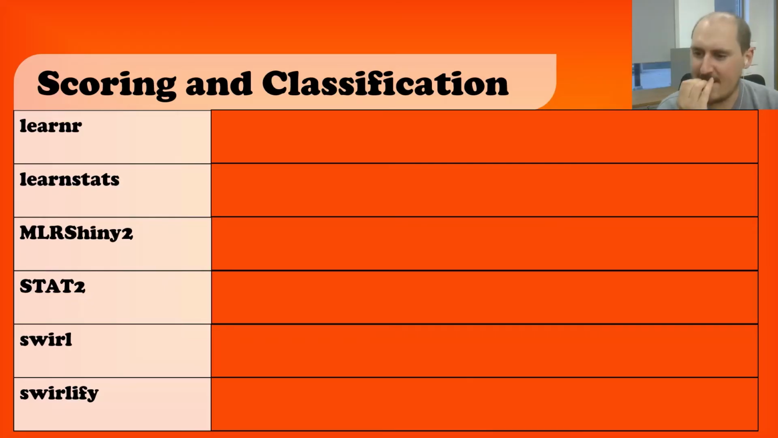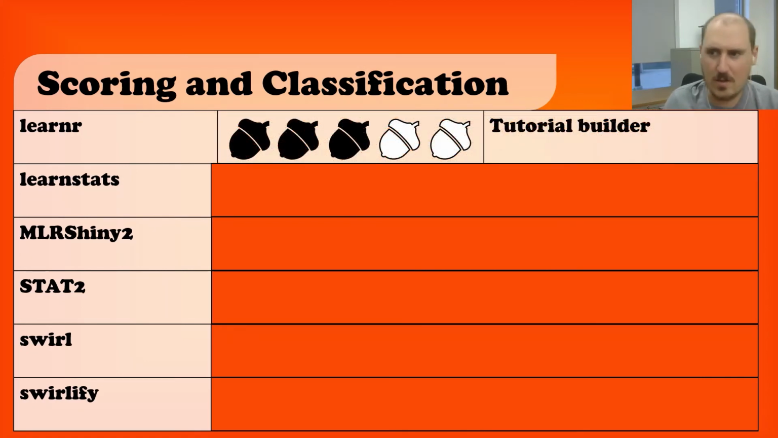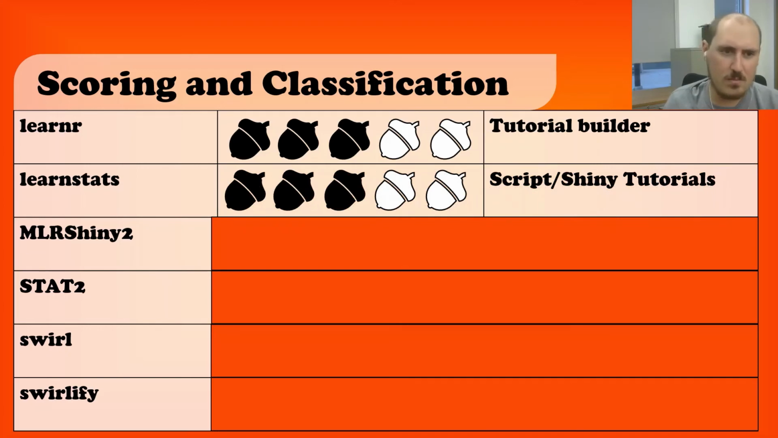Now, for the real nail-biting moment, scoring and classification. So this is what I give learnr. I give it 3. Yeah, okay, not amazing. But it's primary tutorial builder if you want to build them. Learnstats 2, also a 3, you know, middle of the road. It's script and shiny tutorials.